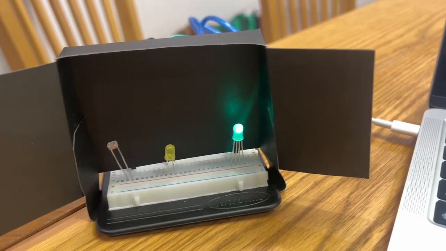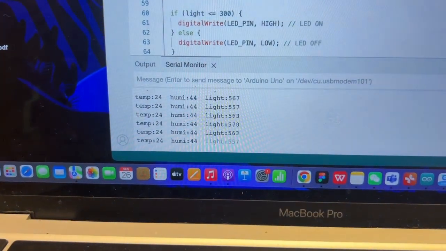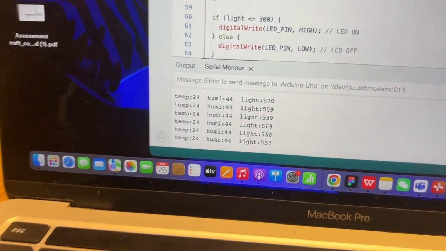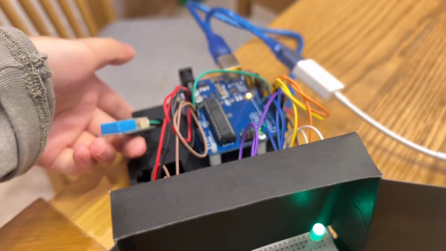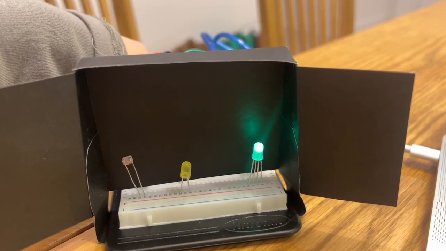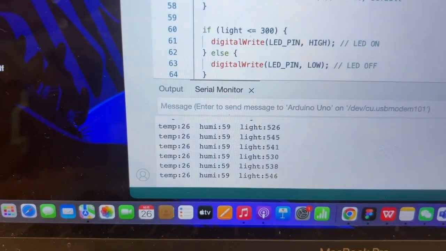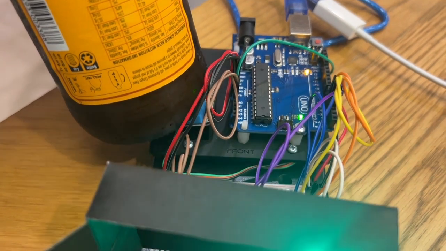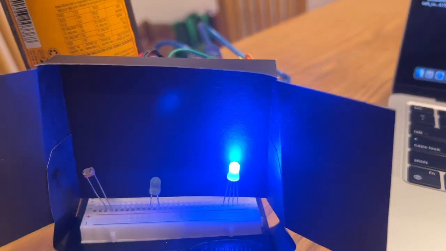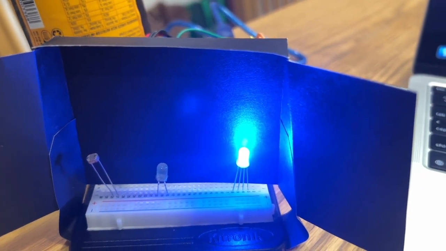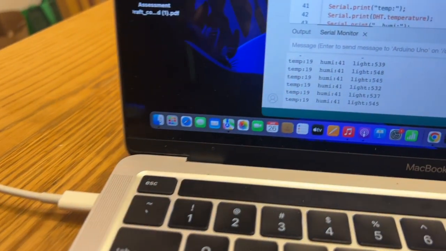Next, we look at the temperature-sensitive RGB light, which is green since the room temperature is now between 20 to 25 degrees. I cover it with my hand so that the temperature is greater than 25 degrees and the light turns red. Then I put a cold beer against the temperature sensor so that the temperature is less than 20 degrees and the light turns blue.